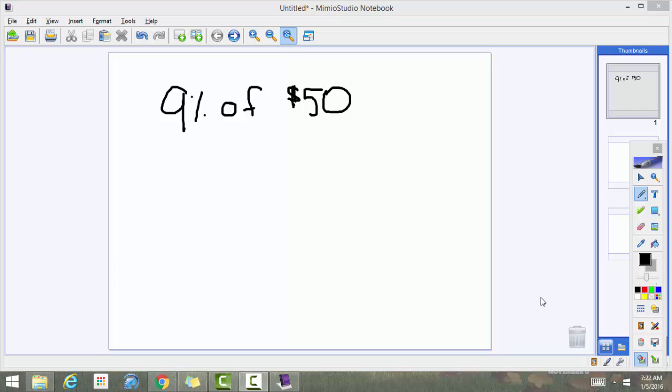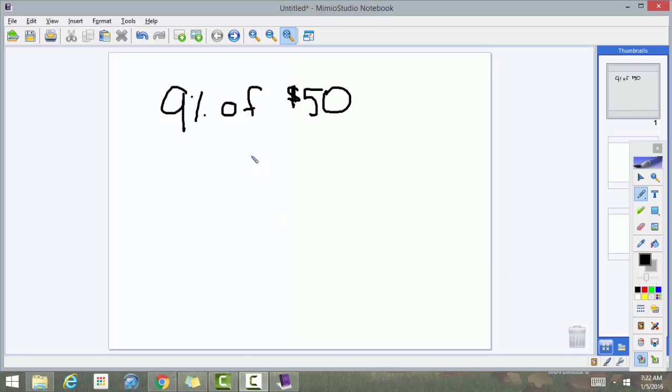Hello, today we're going to be working with percent and trying to calculate the percent of a number. So if I were shopping and I found an item that cost $50 and there was a sale for 9% off, I would first want to calculate what that discounted price is. So the problem becomes 9% of $50. Well, I know that the word "of" will always represent multiplication.